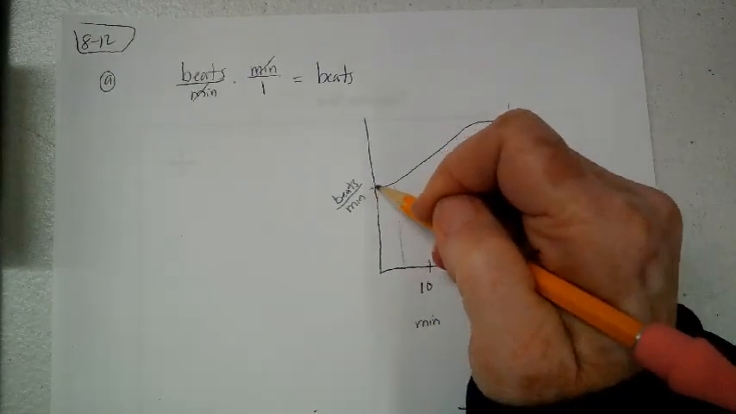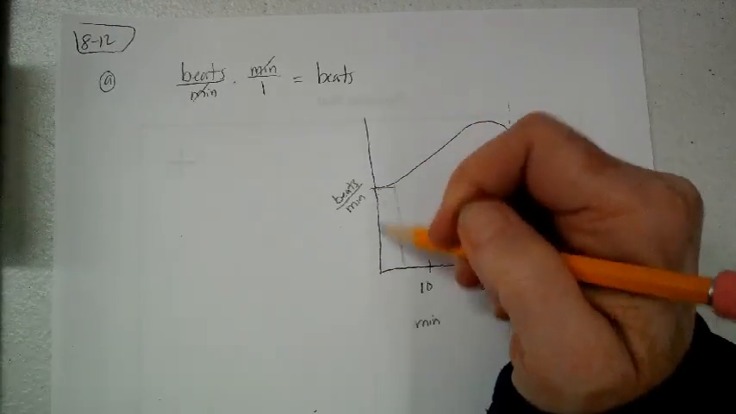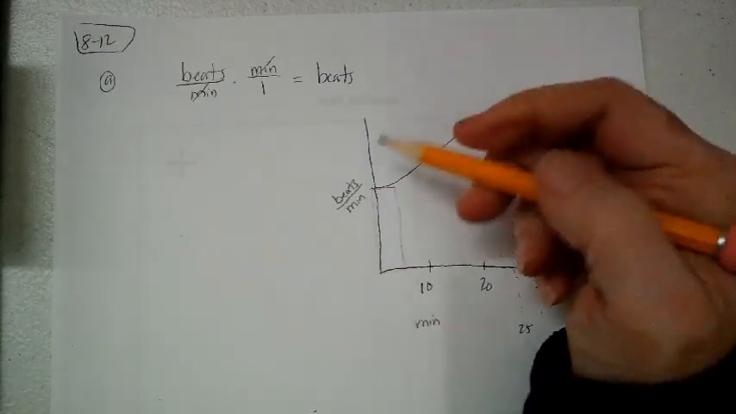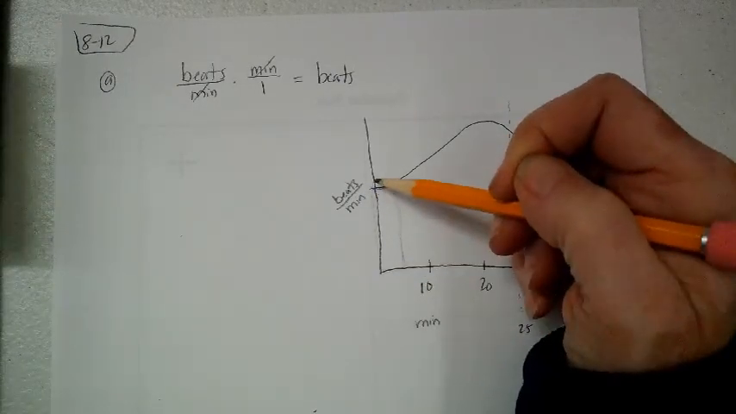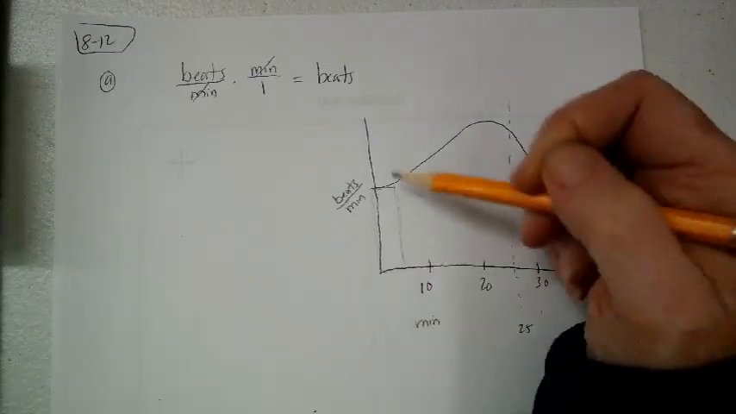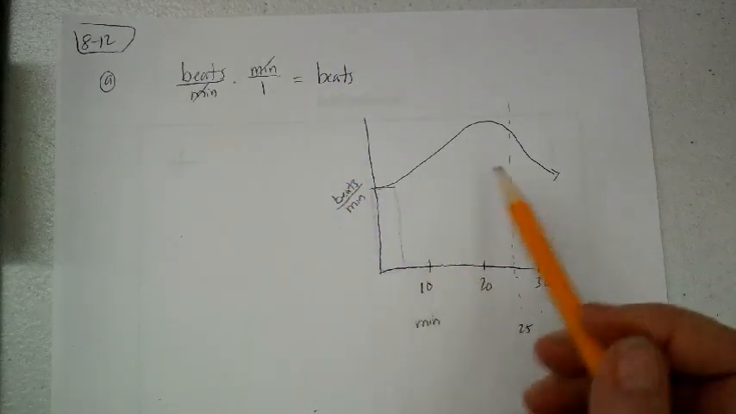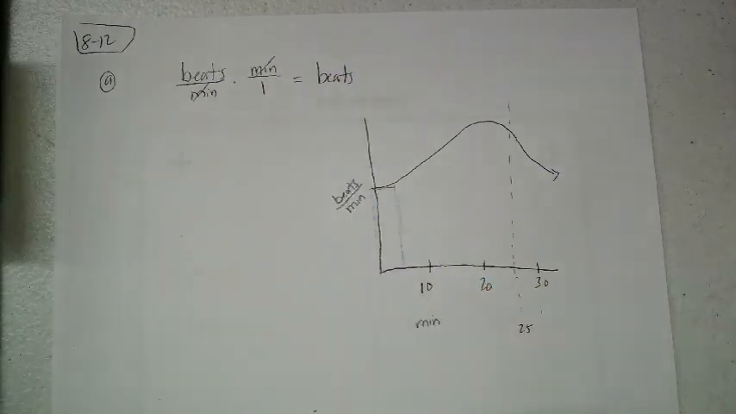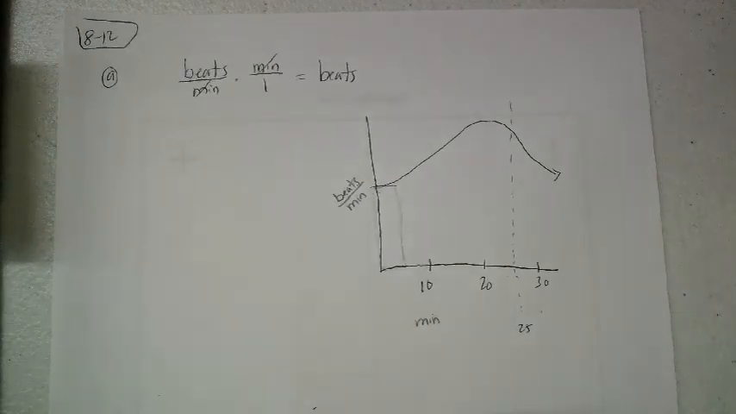You know how, if I make a rectangle, length times width is the area? So base times height, we'll say. The height is beats per minute, but the base is minutes. And so when I go beats per minute times minutes, that is how I know I need to find the area under this curve, because beats per minute times minutes gives me the total beats. So I just find the area under the curve using some rectangles.